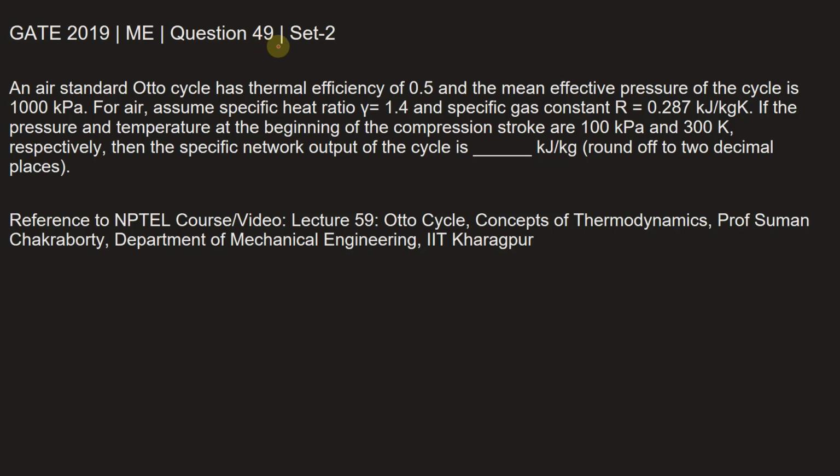This is question number 49 of set 2 from Mechanical Engineering paper of GATE 2019. The question is, an air standard Otto cycle has thermal efficiency of 0.5 and the mean effective pressure of the cycle is 1000 kilopascal. For air, assume specific heat ratio gamma is equal to 1.4 and specific gas constant R is equal to 0.287 kilojoule per kg Kelvin.